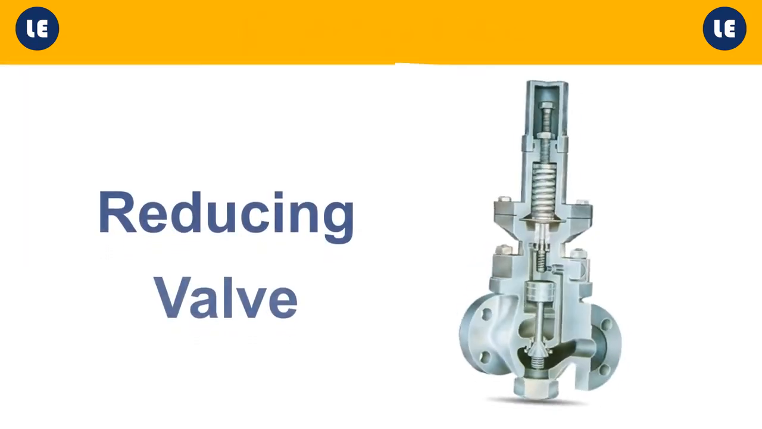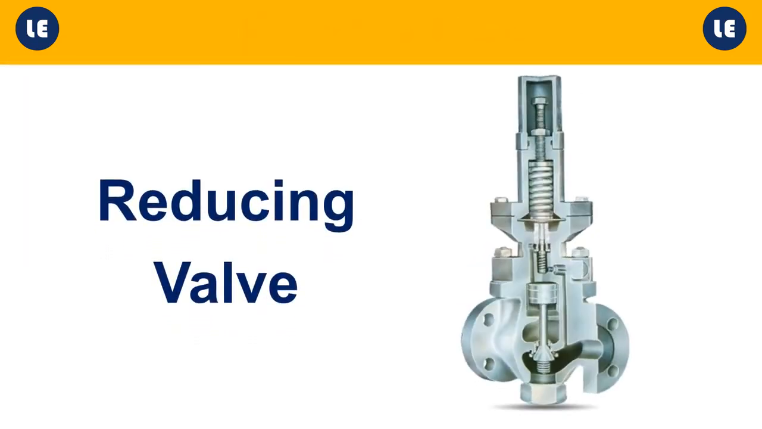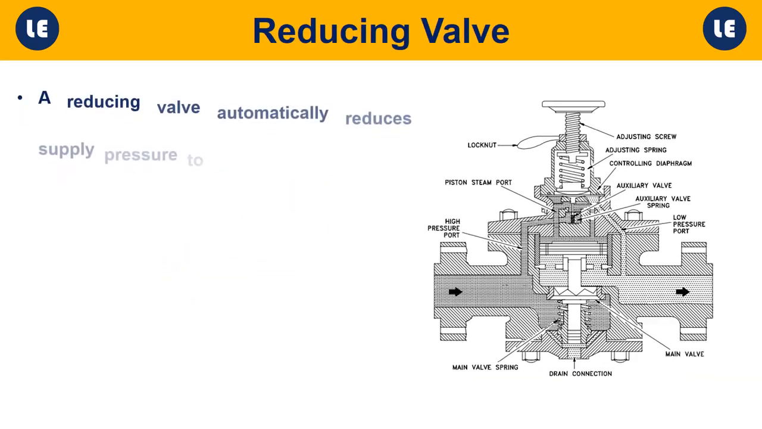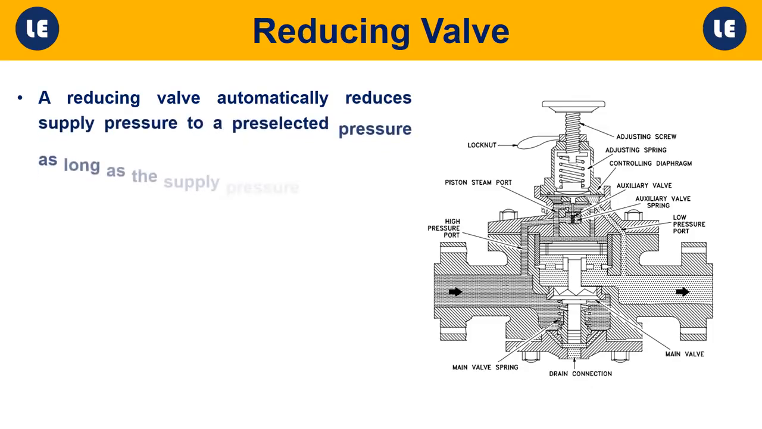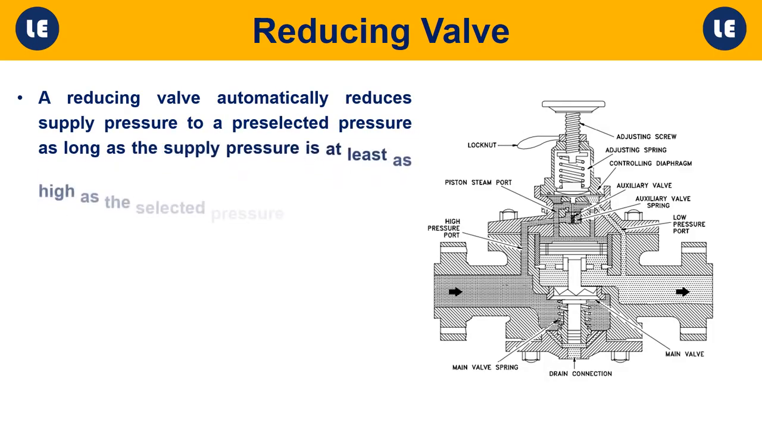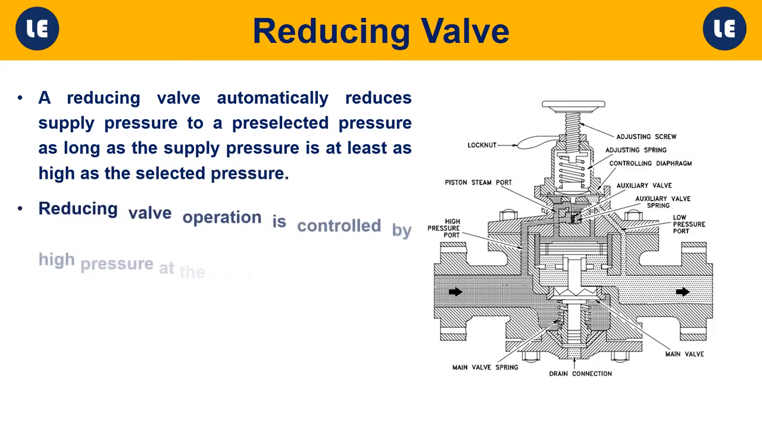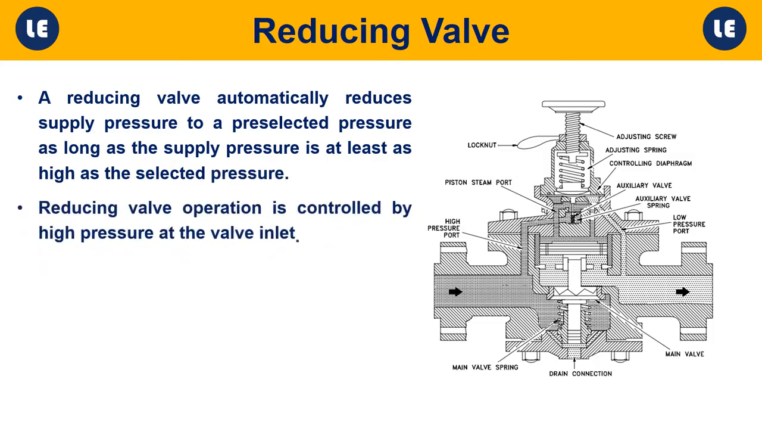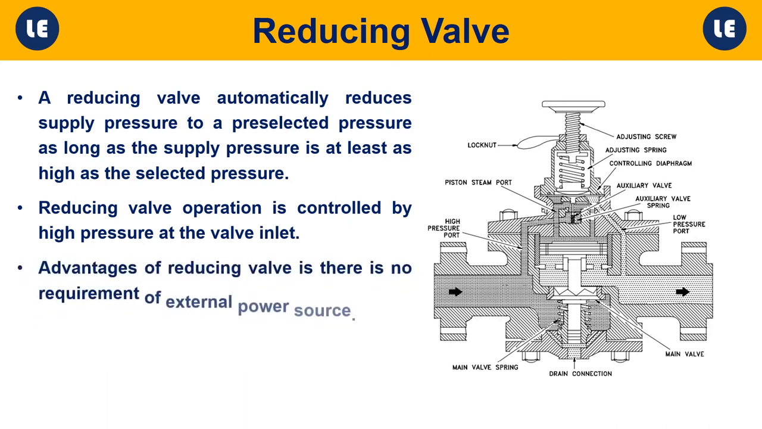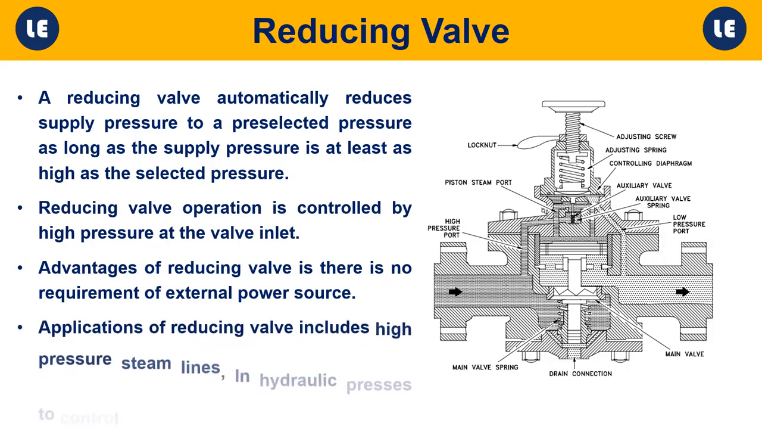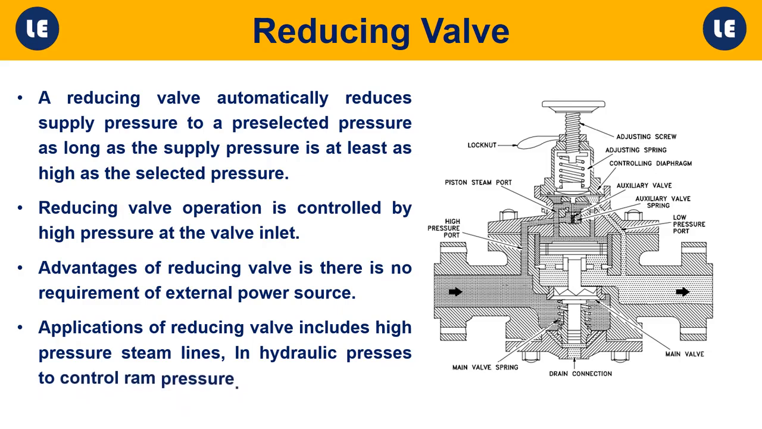Reducing valve. A reducing valve automatically reduces supply pressure to a preselected pressure, as long as the supply pressure is at least as high as the selected pressure. Reducing valve operation is controlled by high pressure at the valve inlet. An advantage of the reducing valve is that there is no requirement for an external power source. Applications of reducing valve include high-pressure steam lines and hydraulic presses to control ram pressure.